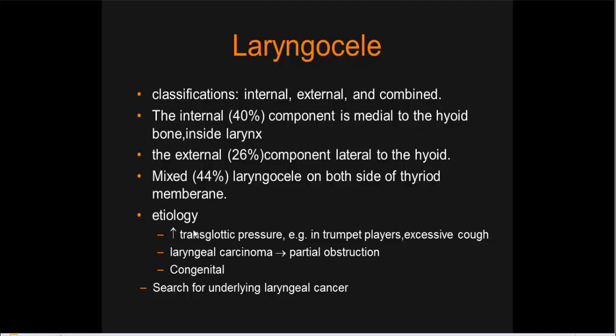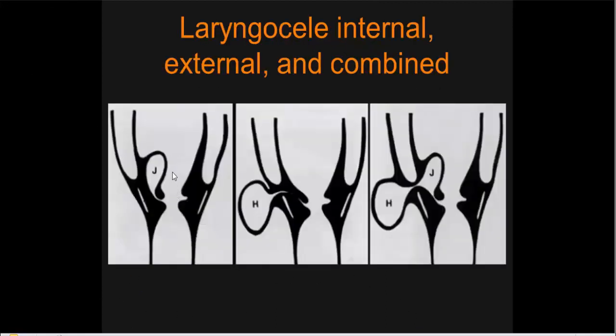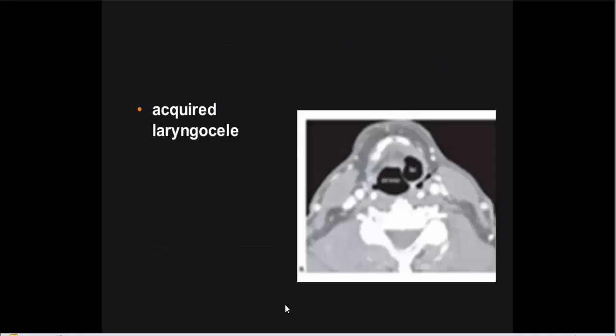Etiology of laryngocele is increased transglottic pressure, as in trumpet players or excessive cough. Laryngeal carcinoma can also produce partial obstruction and increased transglottic pressure, causing laryngocele. It may be congenital, but most laryngoceles are acquired. Search for underlying laryngeal cancer if we find a laryngocele. This is internal, medial to the hyoid bone; this is external, lateral to the hyoid bone; this is mixed, on both sides.